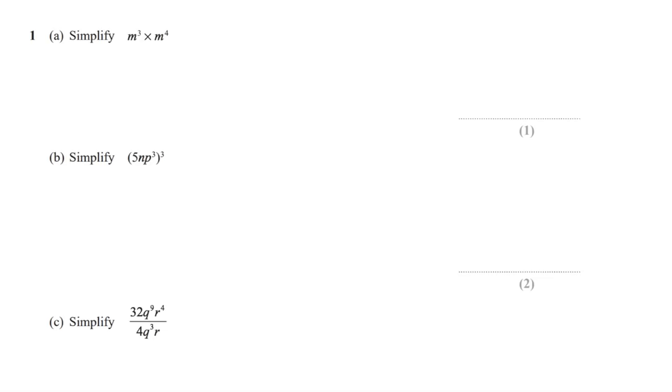Question 1A. Simplify m cubed times m raised to the power of 4. When the base variable or numbers are the same and we're multiplying, we must add the powers together. So essentially what we have is m cubed times m raised to the power 4. The base variable m are the same, so we're going to add the powers together. So our final answer is m raised to the power of 7.